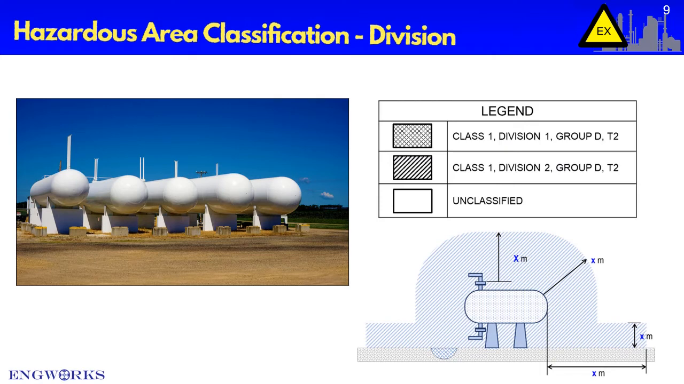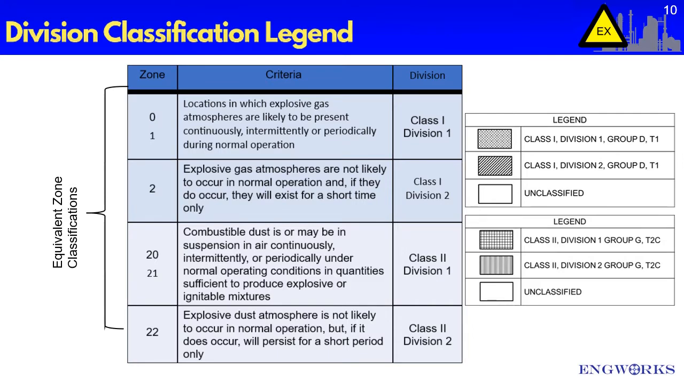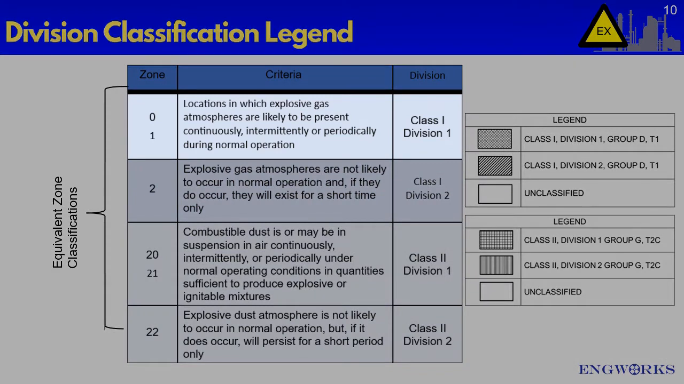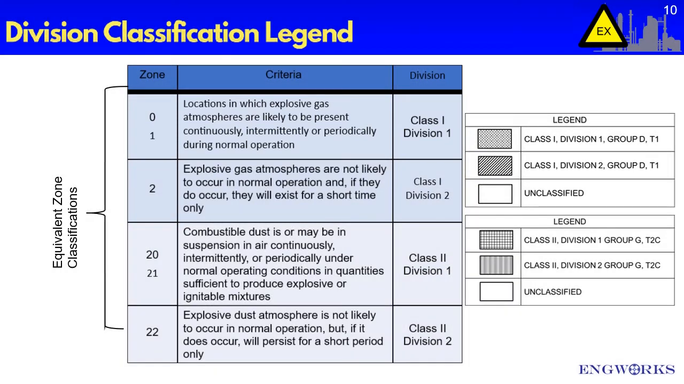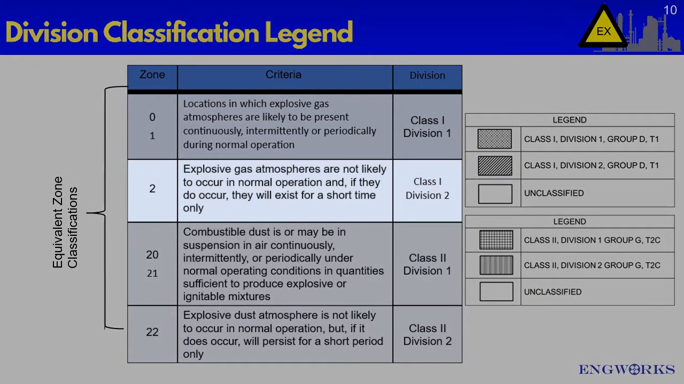Locations using division methods will have 2 levels of classification. The group classification is also different, and a temperature code will often define the auto-ignition temperature instead of it being defined in degrees Celsius. The division system divides classified locations into 2 levels of risk. A Class 1, Division 1 location is where an explosive gas atmosphere will be present continuously, intermittently, or periodically during regular operation. The definition is roughly equivalent to the blending of Zone 0 and Zone 1.